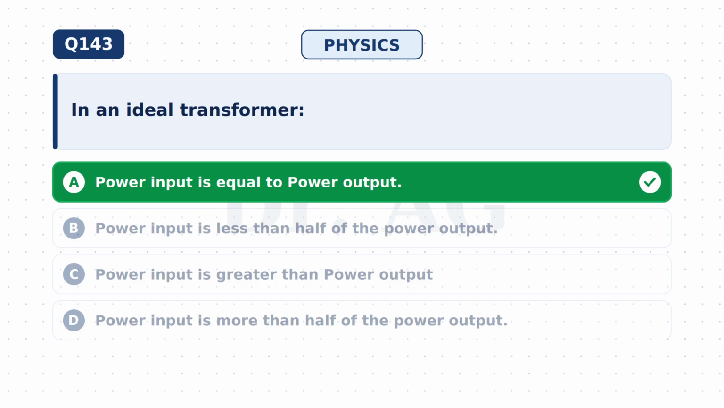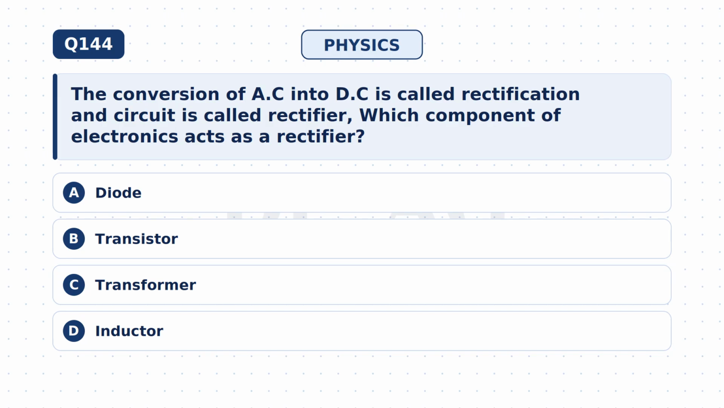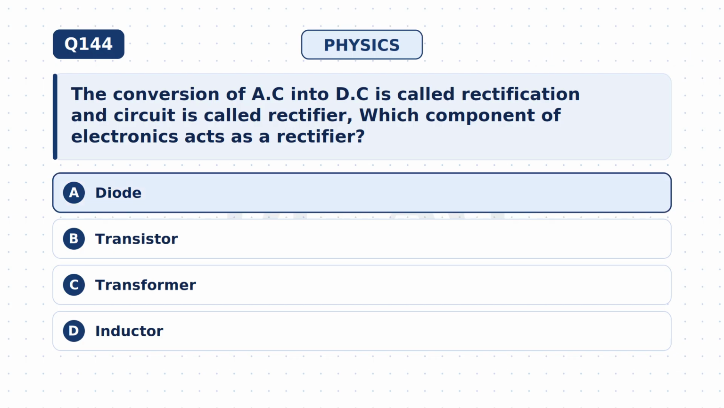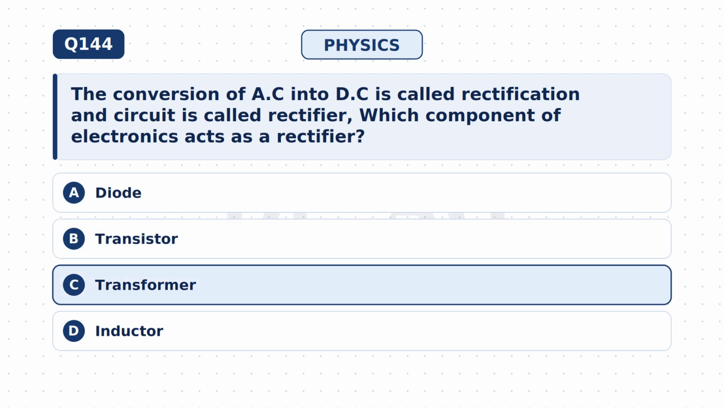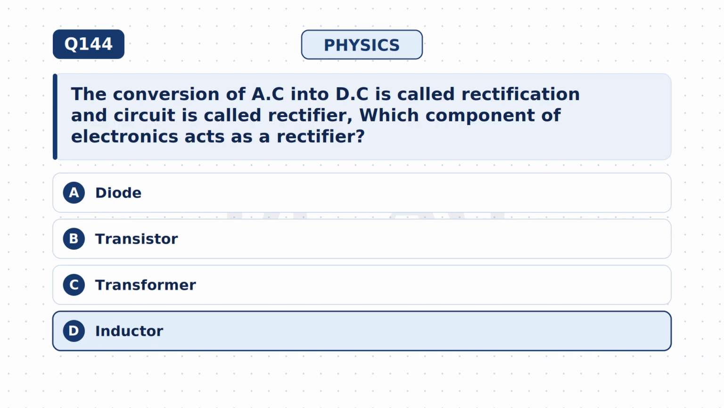The correct answer is A, power input is equal to power output. Question 144. The conversion of AC into DC is called rectification and the circuit is called a rectifier. Which component of electronics acts as a rectifier? Option A, diode. Option B, transistor. Option C, transformer. Option D, inductor.